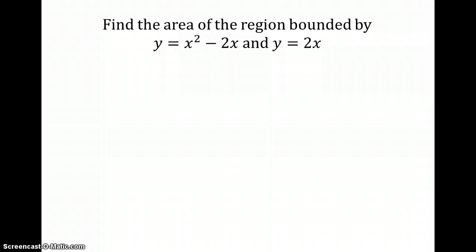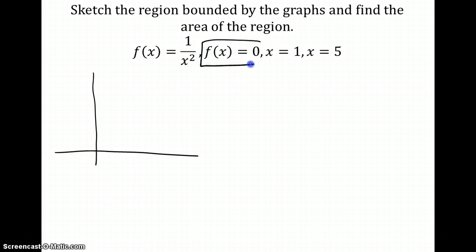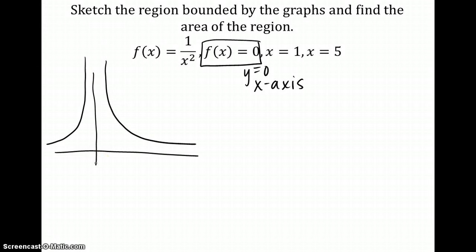Alright. In the interest of time, let's look at this one. Sketch the region bounded by the graphs and find the area. Y is equal to 0. That's the x-axis. 1 over x squared. We know that that graph is in the first and second quadrants, but we're not concerned with the second quadrant. X equals 1, x equals 5. So we're looking for this region.